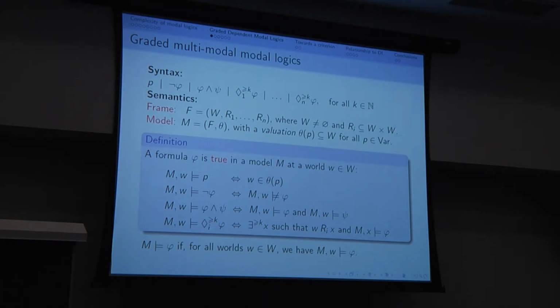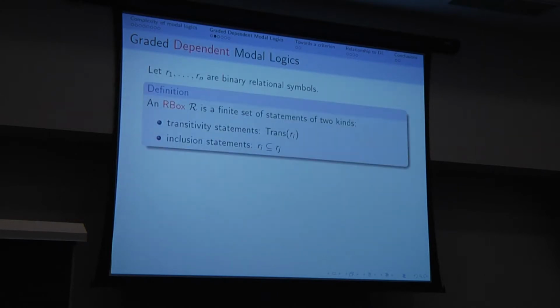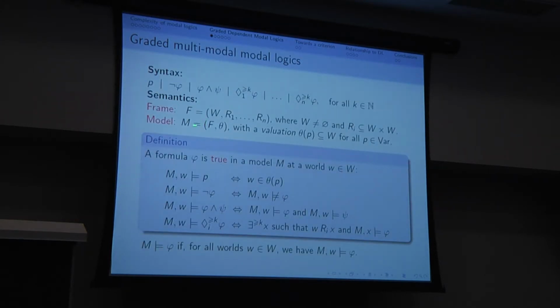Now it's time to explain what is dependent. We want to restrict our attention to classes of frames of a certain kind. The restrictions are of two kinds. Either some relation is transitive, or some relation is included in some other relation.